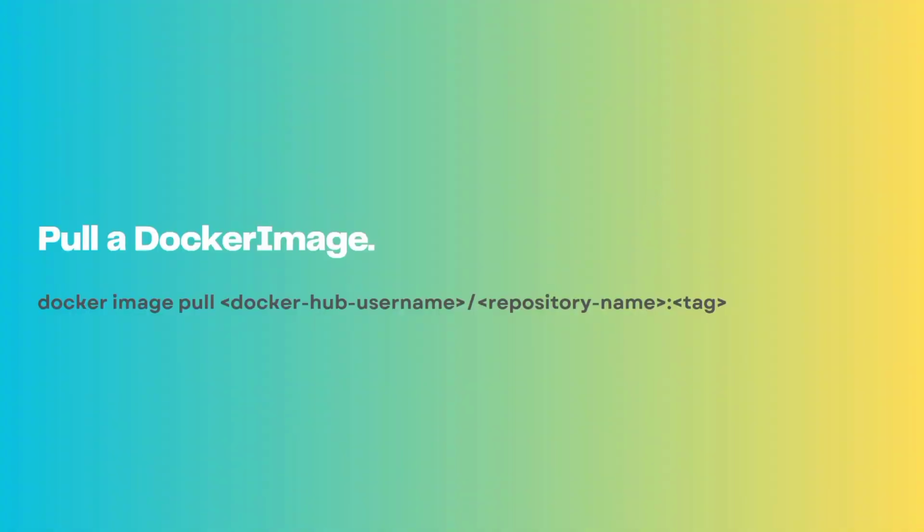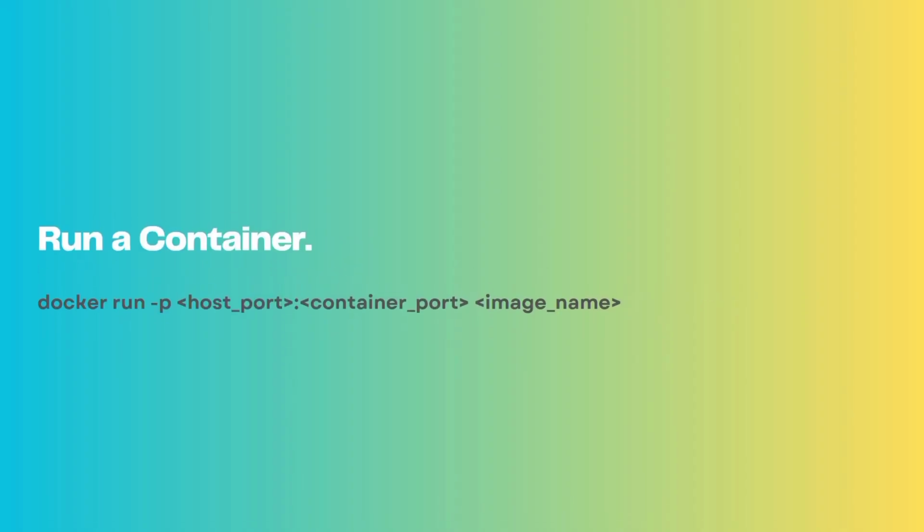And now as we have successfully pulled a Docker image from the Docker Hub website, our next step is to run a container. To run a Docker container with port mapping, we have the following command, docker run with the -p flag or --publish flag option. The -p option allows you to specify the mapping between the host and the container port. This is the basic command we have to run in our terminal.